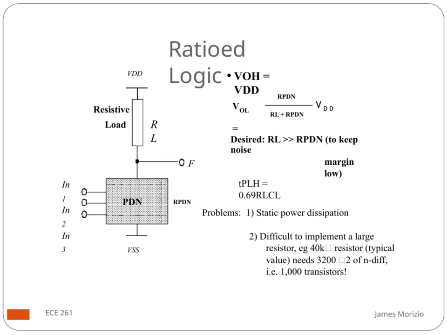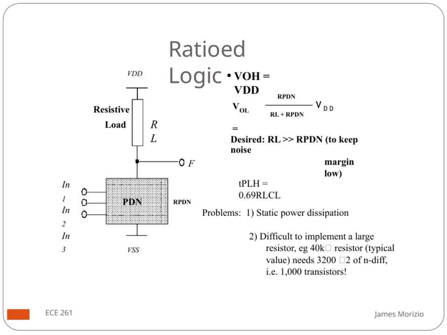Here we have an overview of ratioed logic, which is a key concept in circuit design. The basic idea involves using a resistive load, denoted as RL, in combination with a pull-down network, or PDN, which is controlled by the input signals in 1, in 2, and in 3. The circuit is powered by VDD, and the ground reference is VSS.